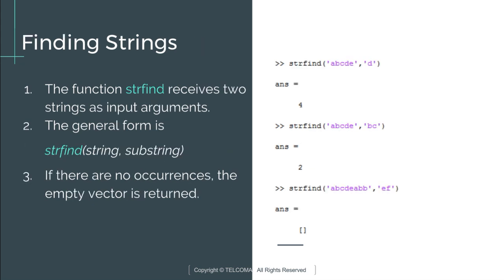Next is finding strings. The function strfind receives two strings as input arguments. The general form is strfind, then in parentheses first write the string, then the substring, separated with a comma. If there are no occurrences, the empty vector is returned.